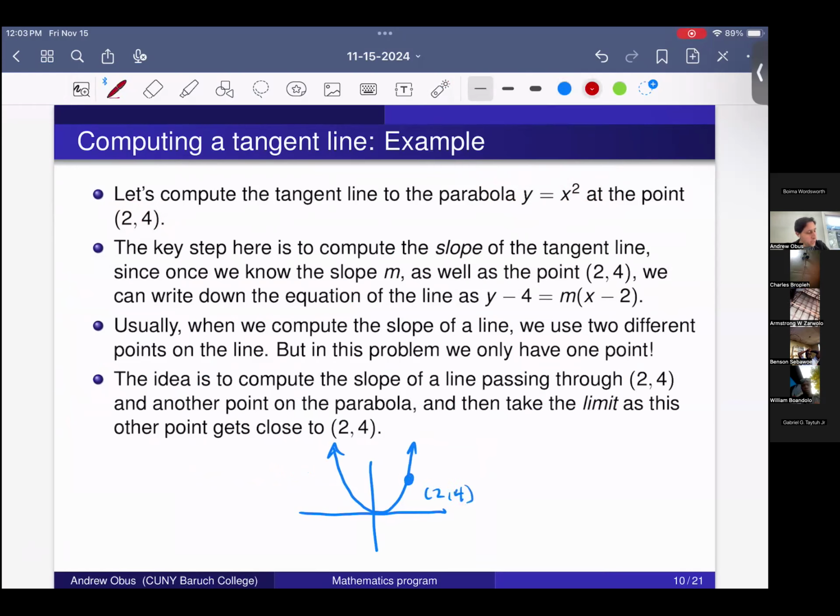And this is going to be our tangent line to the parabola. It's going to look like this, at that point. So what we want to do is compute the tangent line to the parabola y equals x squared at the point 2,4.